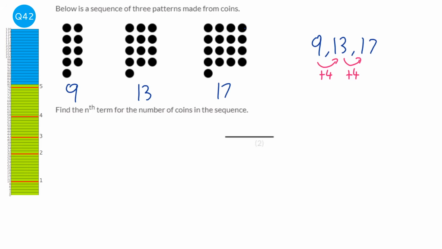And that means our sequence will involve 4n. And then what we do is we go backwards 1 to find the 0th term. So we're going to take away 4 from 9, which is 5. So the 0th term is 5. And the 0th term just tells us what to add on to the 4n. So 4n plus 5 will be our answer.